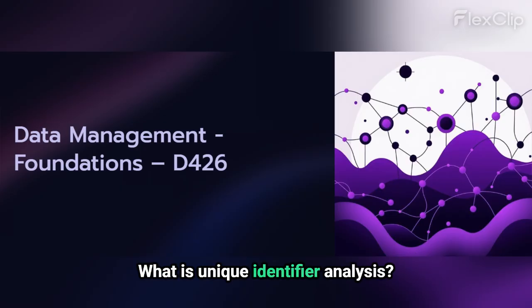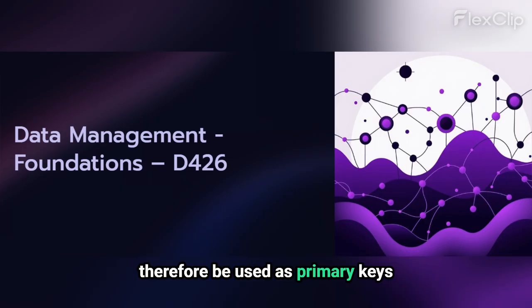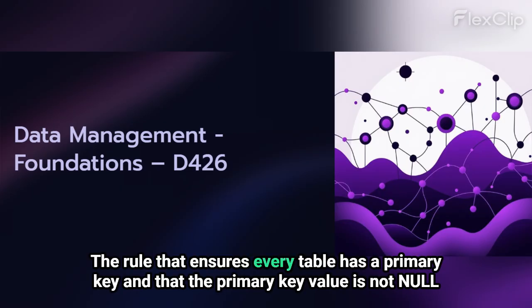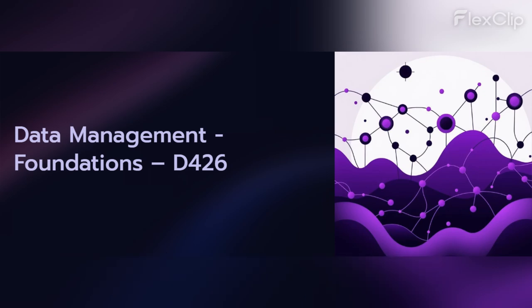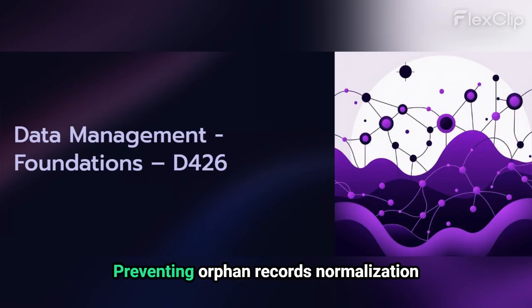What is unique identifier analysis? It is the strategy of examining data to find columns that contain unique values and could therefore be used as primary keys. What is entity integrity? The rule that ensures every table has a primary key and that the primary key value is not null. What is referential integrity? A rule ensuring that a foreign key value must always match an existing primary key value, preventing orphan records.